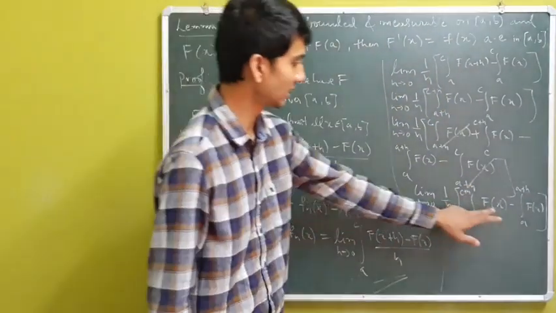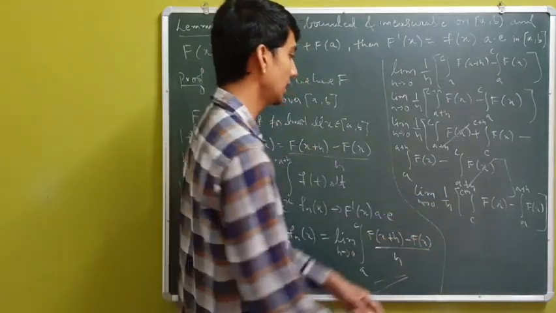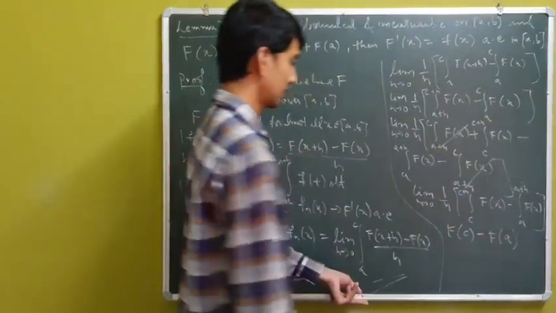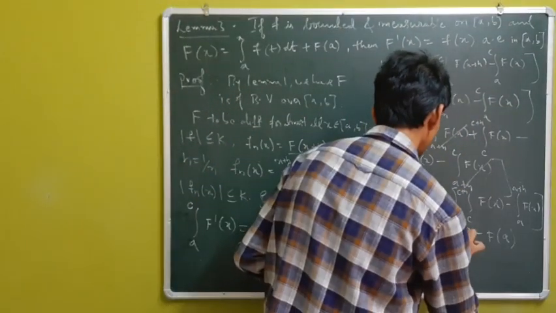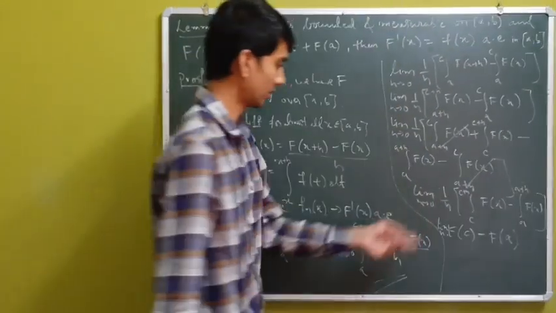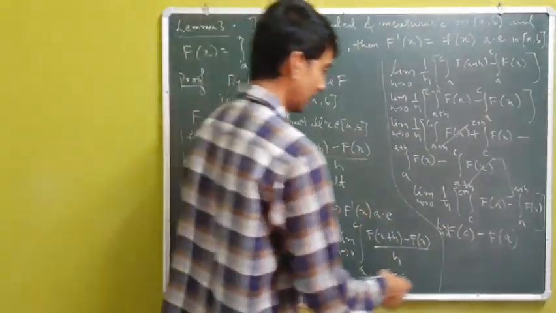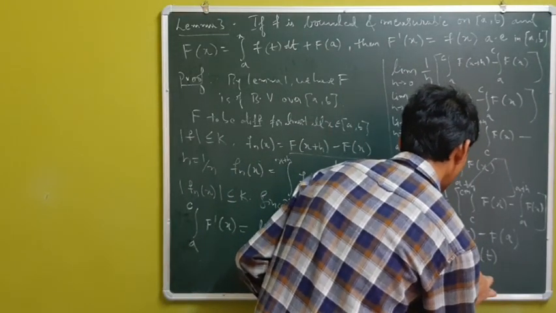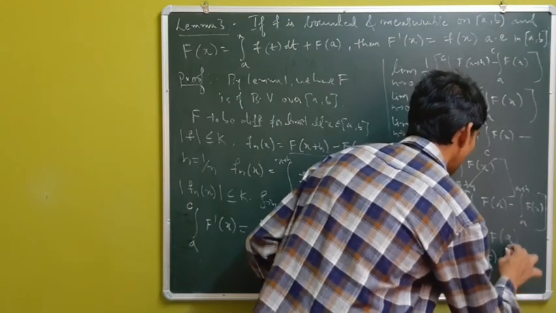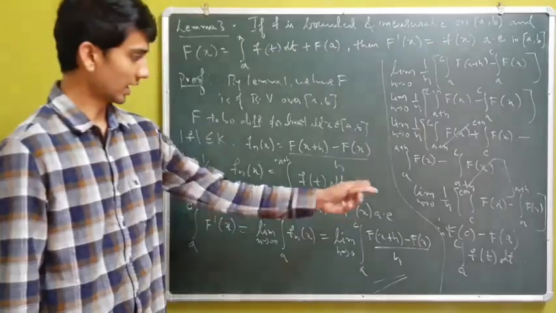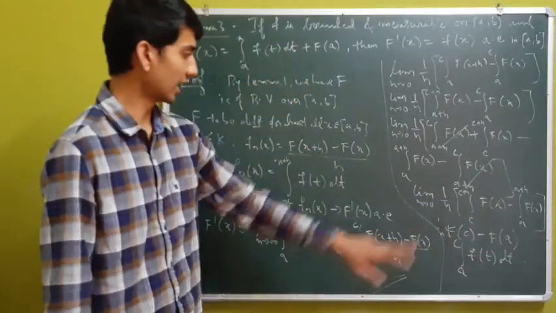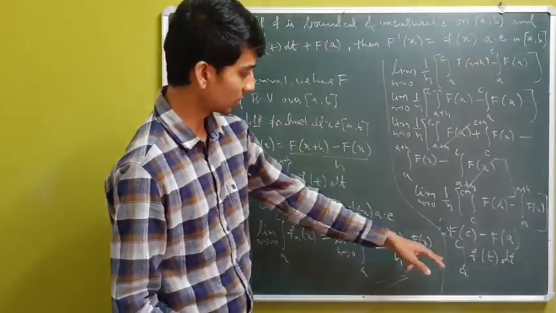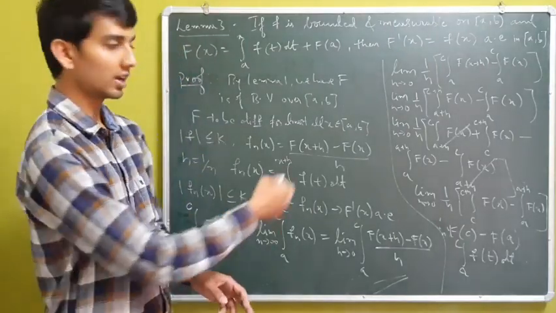And observe that since f is continuous, I have this equal to f of c minus f of a as h tends to 0. And again this is equal to the integral of f of t dt over AC. So from f being continuous, I have this equal to f of c minus f of a, and that implies it is equal to the integral of f of t dt over AC.